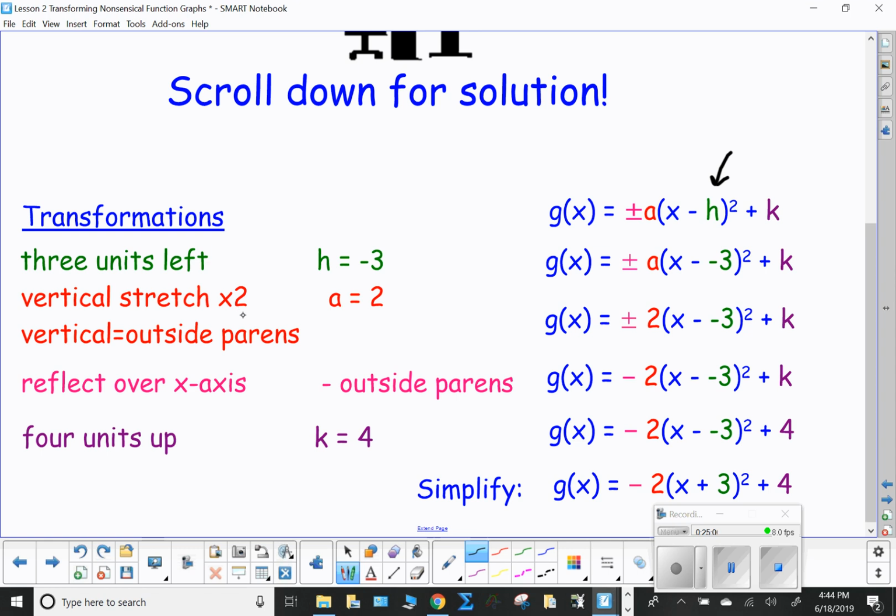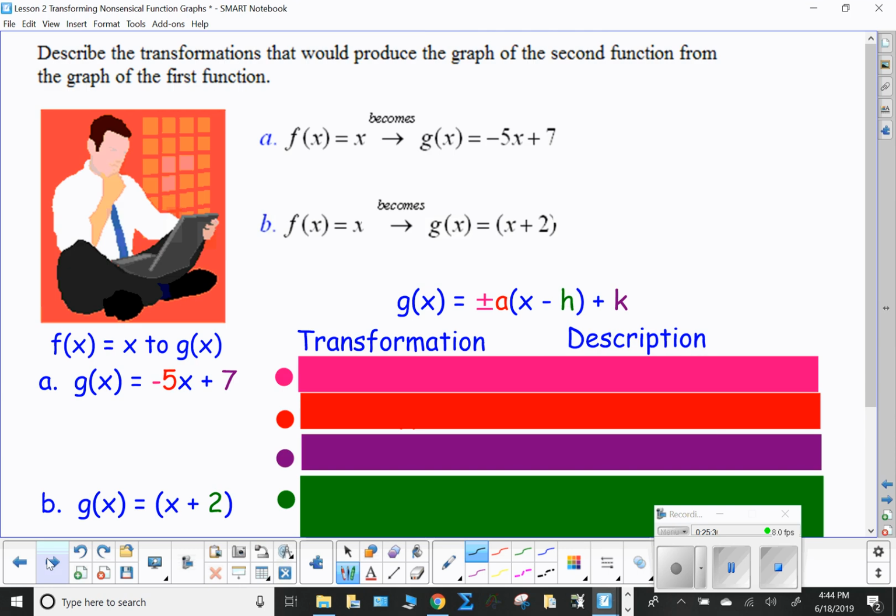Vertically stretched by 2, that is going to affect this guy on the outside. So I've got my 2 here. Vertical equals outside parens. Reflect over the x-axis. The negative goes on the outside. 4 units up, I got to add 4 at the end. Down here I simply simplified the negative and negative. Right? We're going to do lots more of these.